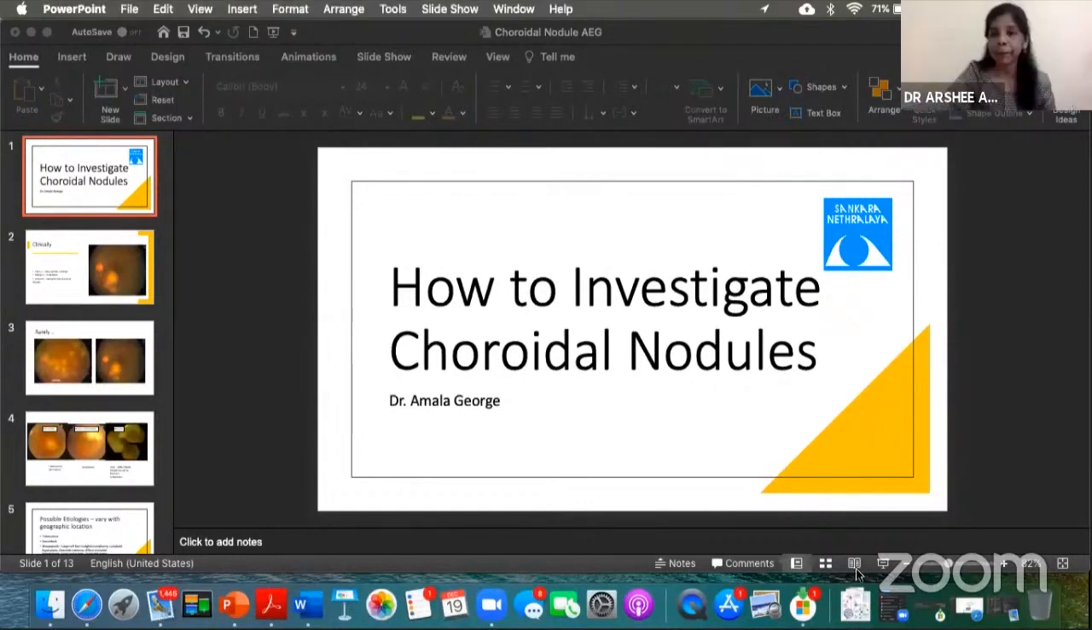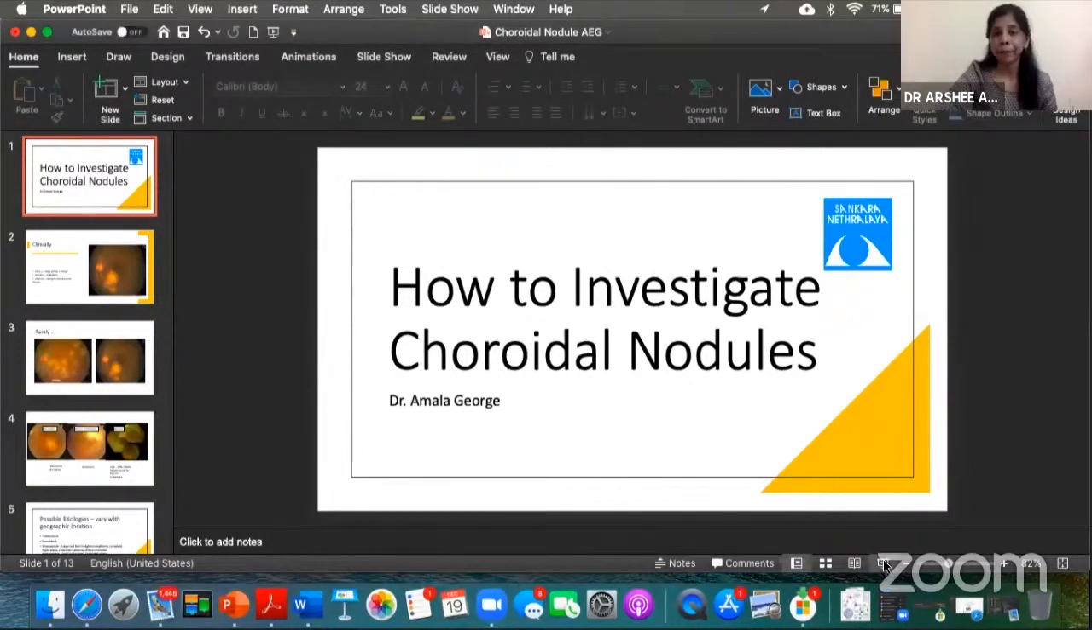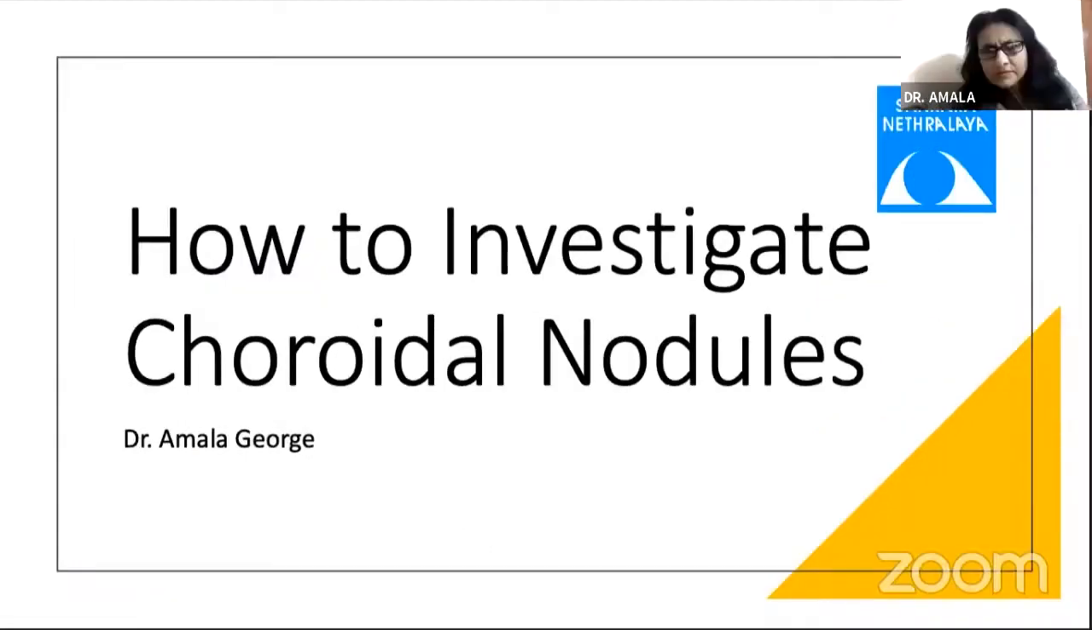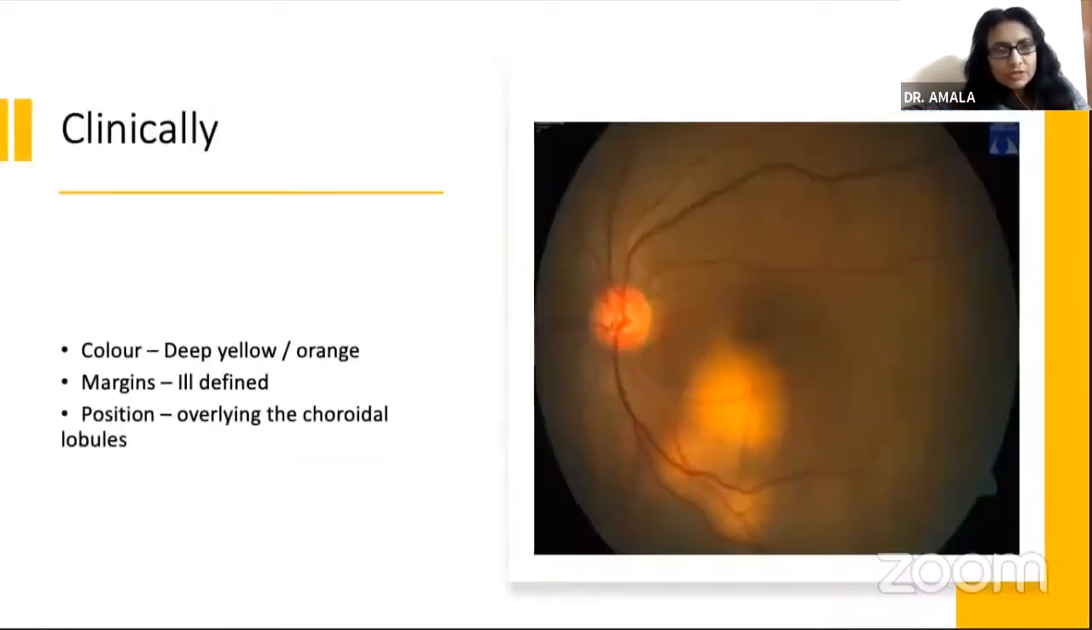Okay. This is a straightforward case, and I thought we'll just discuss how to investigate choroidal nodules like this. Clinically, choroidal nodules are ill-defined. They have a deep yellow and orange hue. The margins are very ill-defined, and they overlie the choroidal lobules.